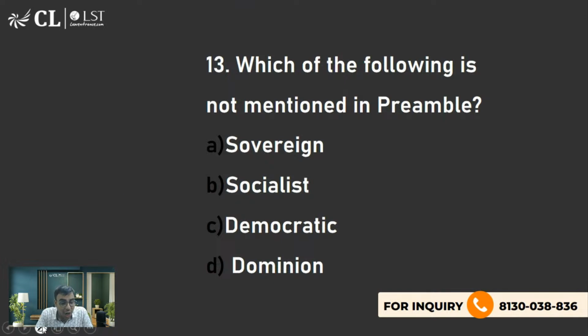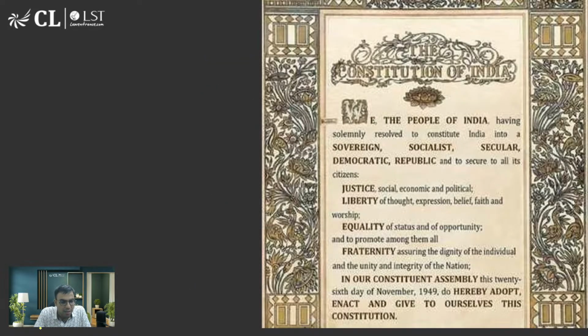Which of the following is not mentioned in the preamble? Sovereign, socialist, democratic, dominion. कौन सा टर्म, ये वर्ड जो है preamble में mention नहीं है? हाँ, वेरी गुड. डोमिनियन वर्ड नहीं मेंशन है. तो अगर आप देखोगे, जो प्रोमिनेंट वर्ड्स हैं, सॉवरेन, सोशलिस्ट, सेकुलर, डेमोक्रेटिक, रिपब्लिक, जस्टिस, लिबर्टी, इक्वालिटी, फ्रैटर्निटी, ये सब टर्म मेंशन है. कभी कभी ऐसे पूछ देते हैं, which of the following terms is not mentioned, or which of the following is not the idea mentioned in the preamble.